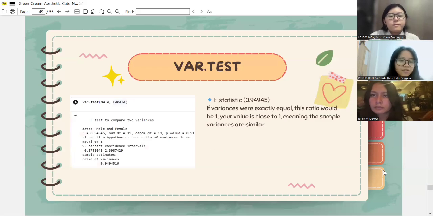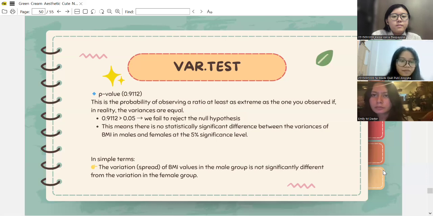As you can see on the screen, there's a formula and the result below. For the F statistic, if variances were exactly equal, this ratio would be 1. Your value is close to 1, meaning the sample variances are similar. Next. For the p-value, this is the probability of observing a ratio at least as extreme as the one you observe, if in reality the variances are equal.